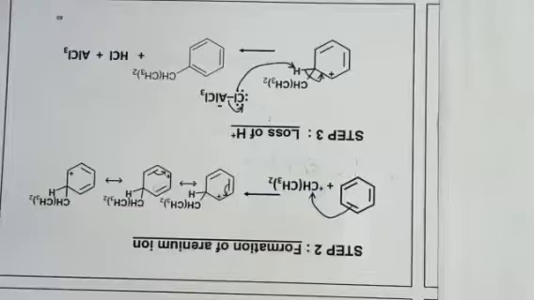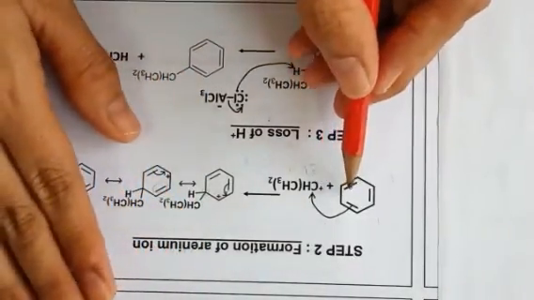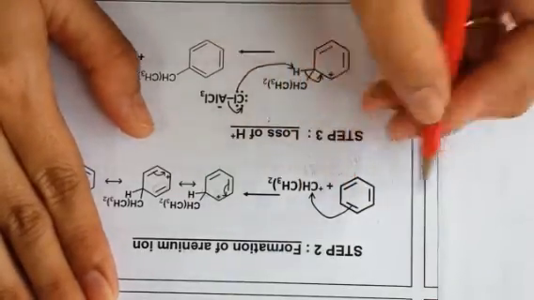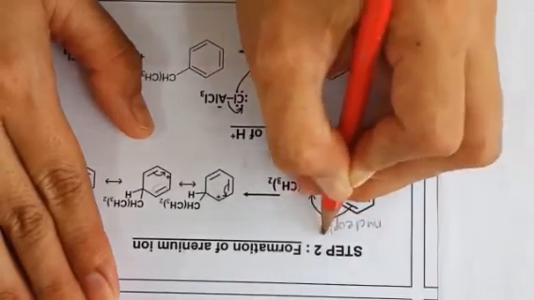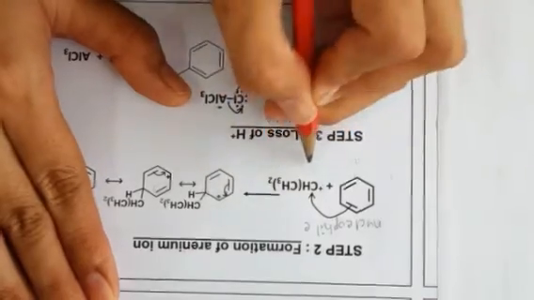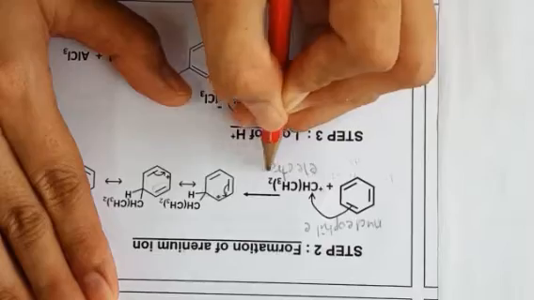For step 2, the formation of the arenium ion. In step 2, basically, this benzene ring will attack the carbocation. The benzene ring acts as the nucleophile, and the carbocation acts as the electrophile.